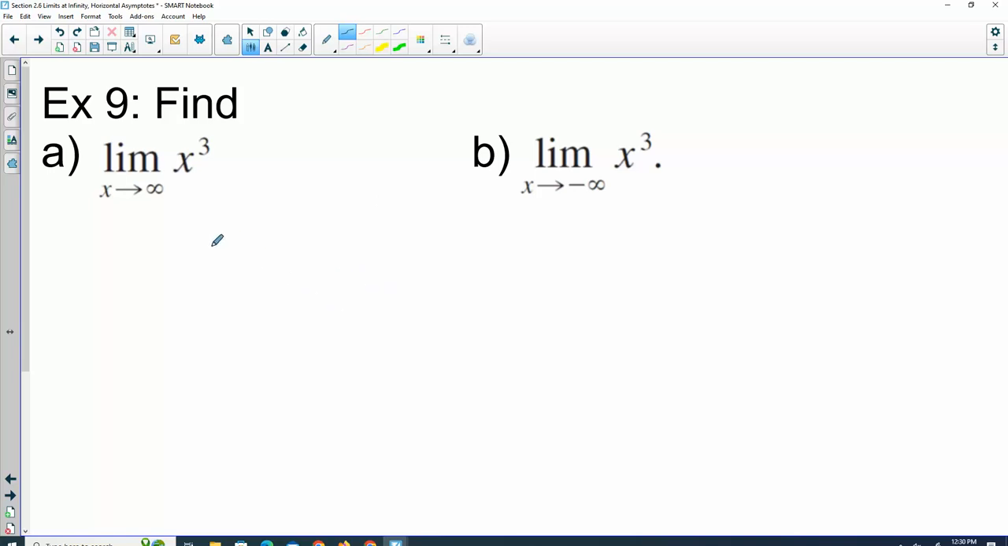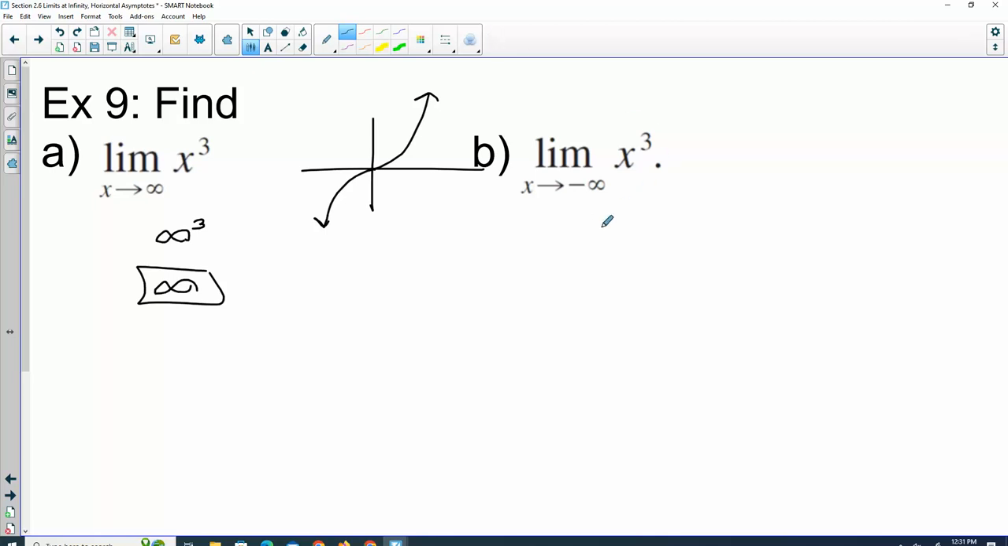Infinity. If you take a really big number and cube it, don't you still get a really big number? Probably. If you think about the graph of x cubed, as you travel towards infinity on your x-axis, where's your y going? Positive infinity, so it kind of makes sense.